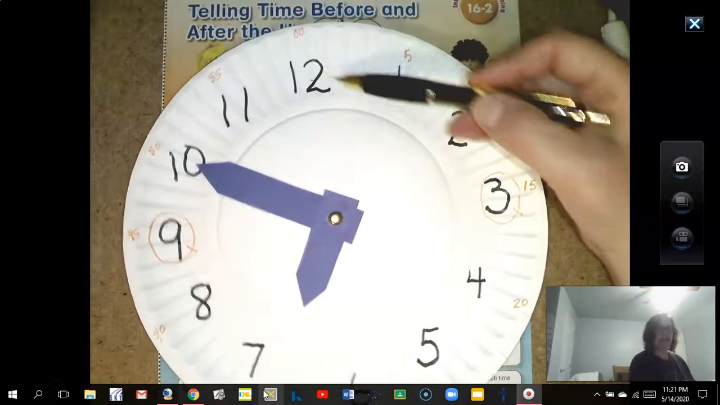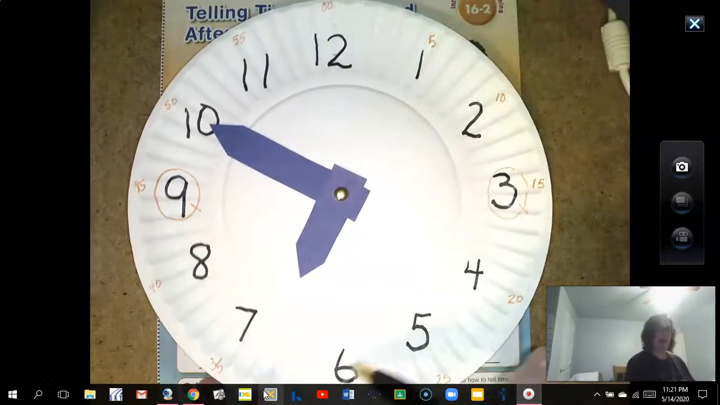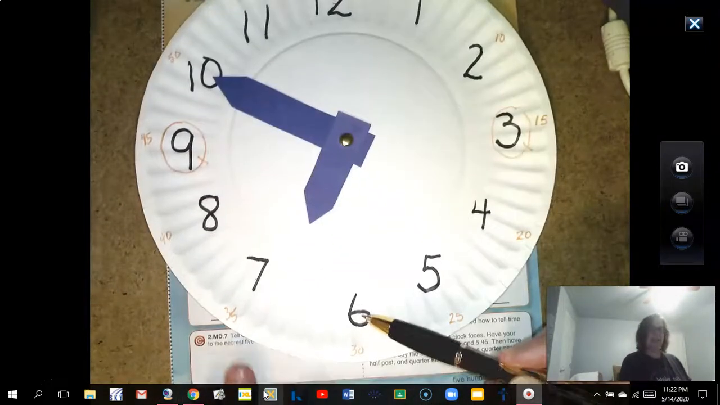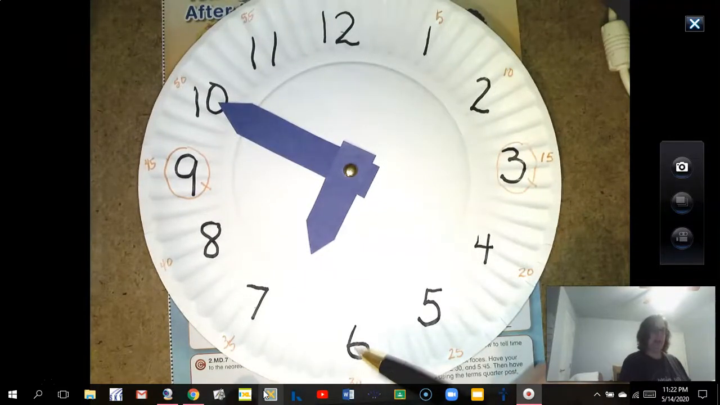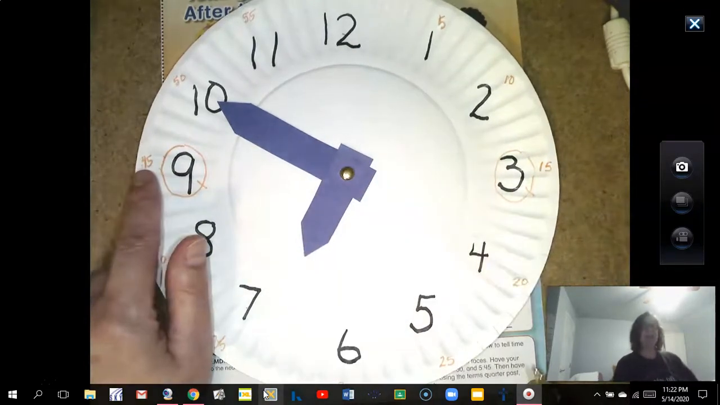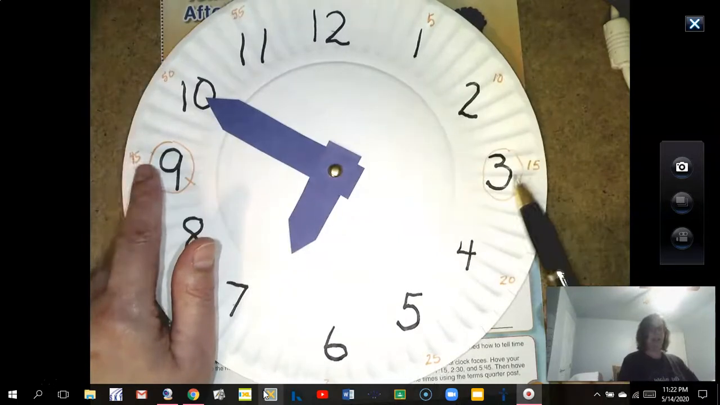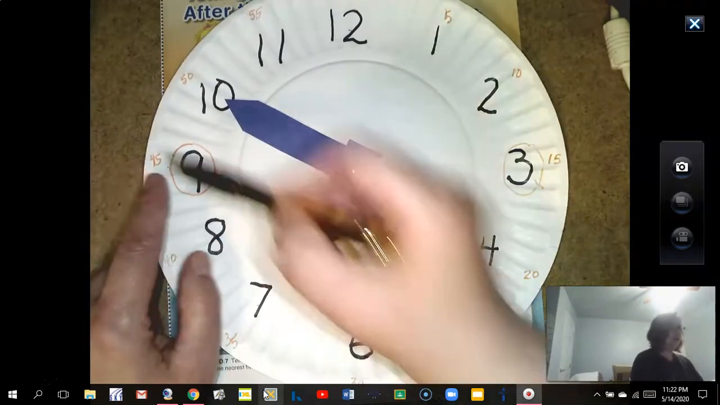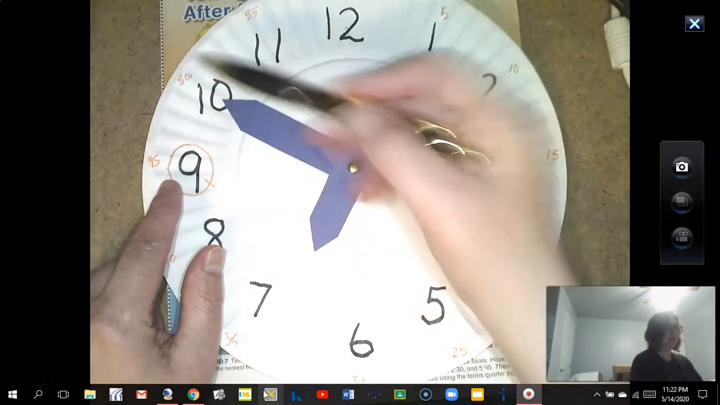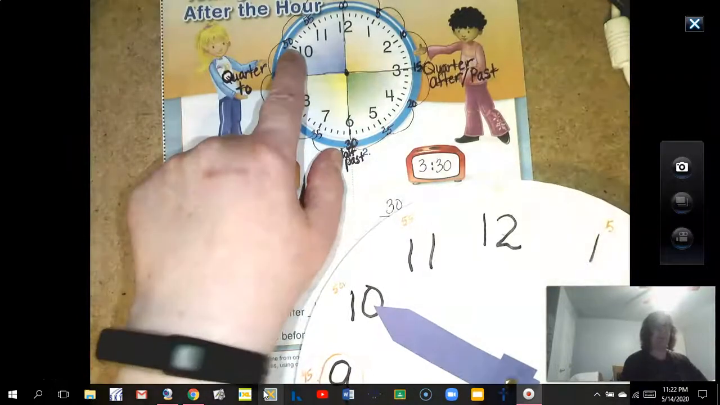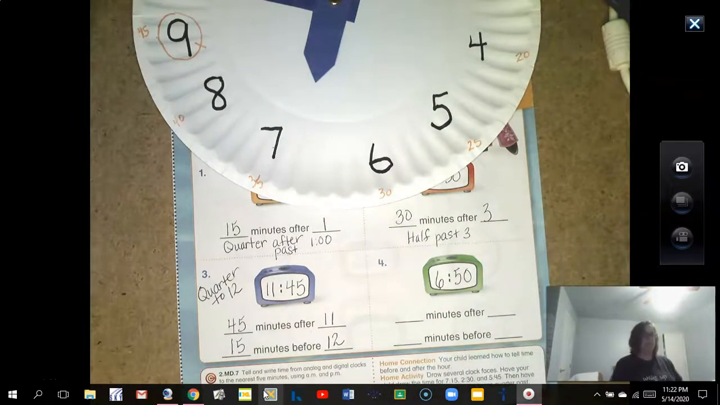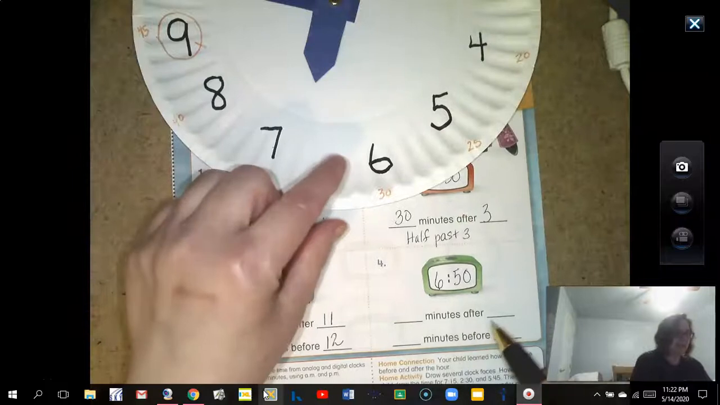Now we can start up here and go all the way around the clock by 5s. Or we could start right here at the 6. This is 30. So count with me. 35, 40, 45. Or we could start here because now we learned that this is 15 over here and this is 45 over here. So 45, 50. And I also wrote the minutes there. 50. And we also wrote it here. 50. So it is 6:50.